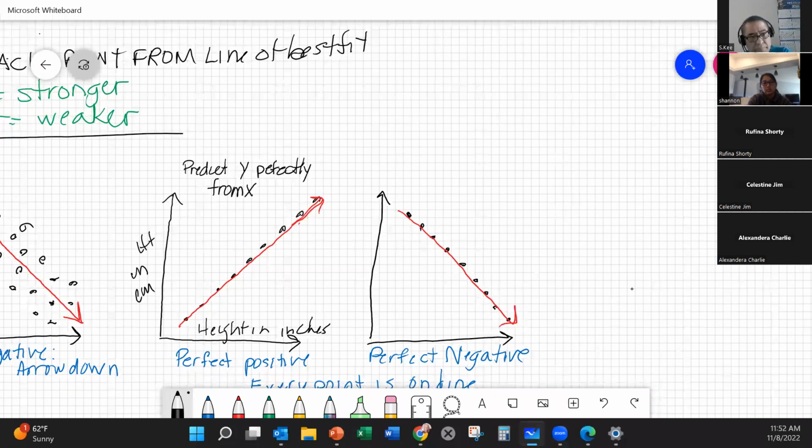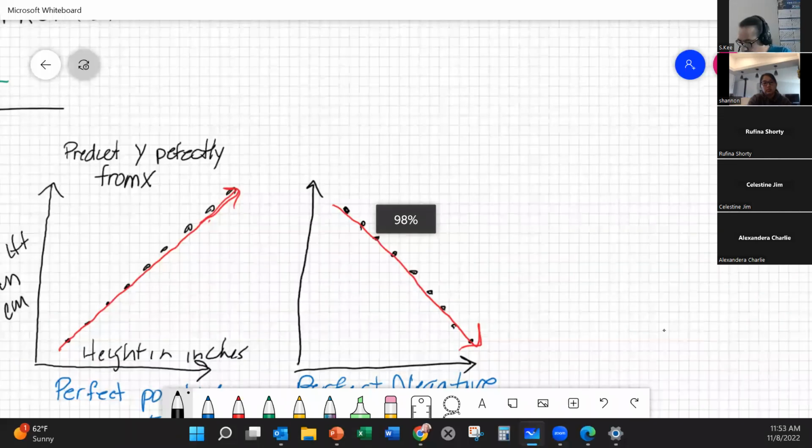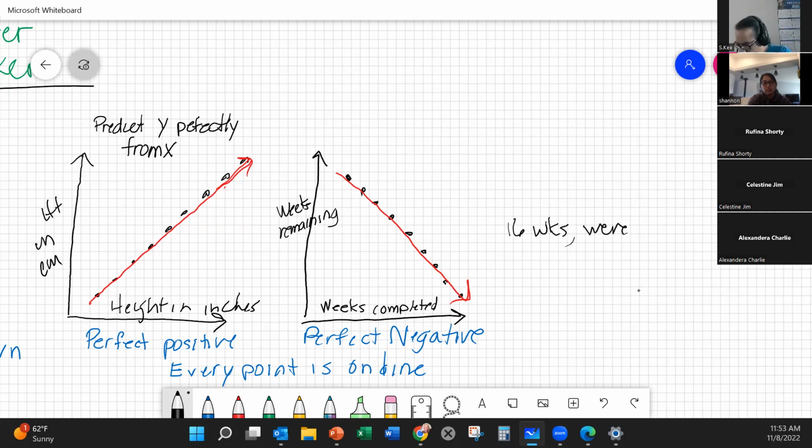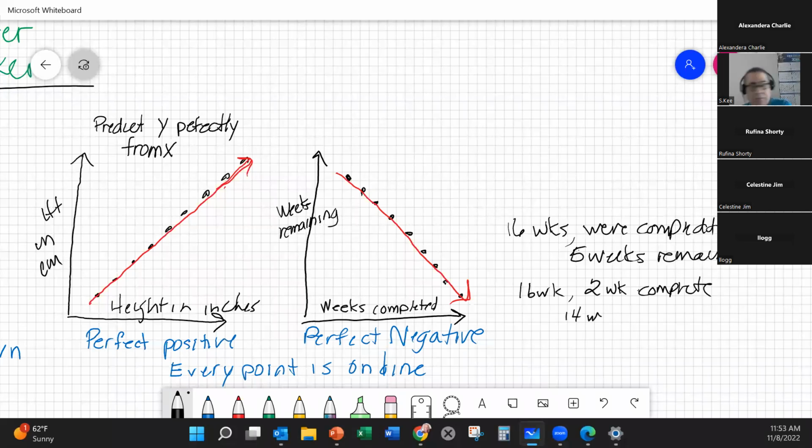As an example of a perfect negative relationship, let's put down weeks in the semester we've completed and weeks remaining. So if there are 16 weeks in the semester and we've completed 11 weeks, how many are remaining? We can know exactly that 5 weeks remain. If 16 weeks total and we've completed 2 weeks, we know perfectly that 14 weeks remain.